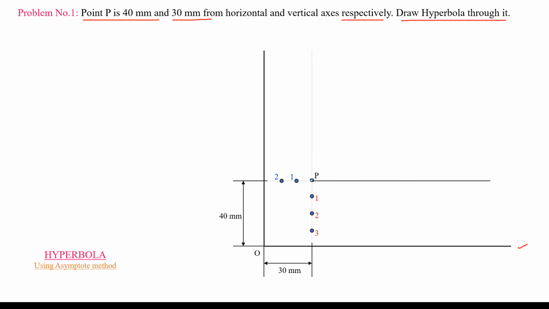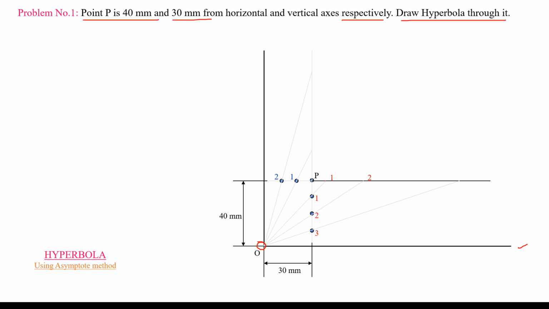I will just extend these two lines from P. Now I will draw a line passing through the O point, and extend it up to this point. Similarly, I will draw a line from O passing through the second point. Similarly for the third, and similarly for these 2 points.